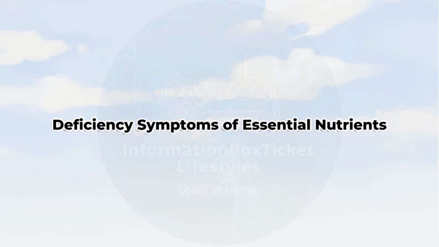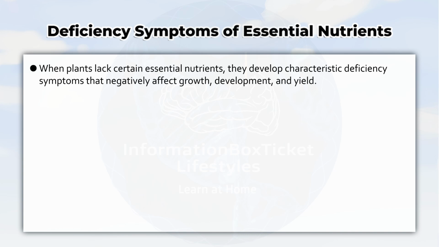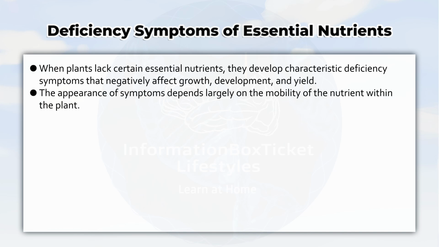Deficiency symptoms of essential nutrients. When plants lack certain essential nutrients, they develop characteristic deficiency symptoms that negatively affect growth, development, and yield. The appearance of symptoms depends largely on the mobility of the nutrient within the plant.